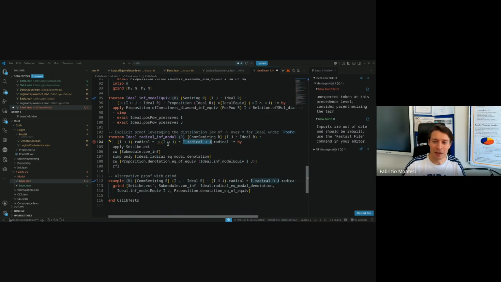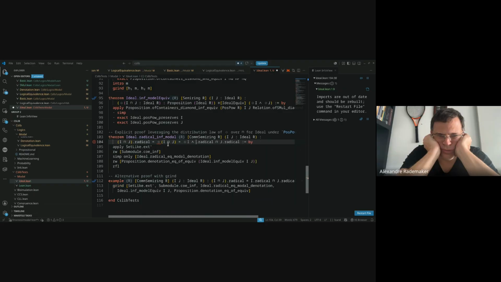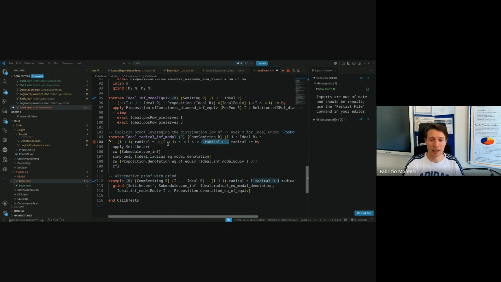And then these I just translate by the same rewriting into diamond I and diamond J. So now I just need to prove this. This is a pure modal logic thingy. I have an axiom that I have proven that if you have an operator like this, it becomes AND, which it does for all sets. It's not even ideals. It holds for all sets.